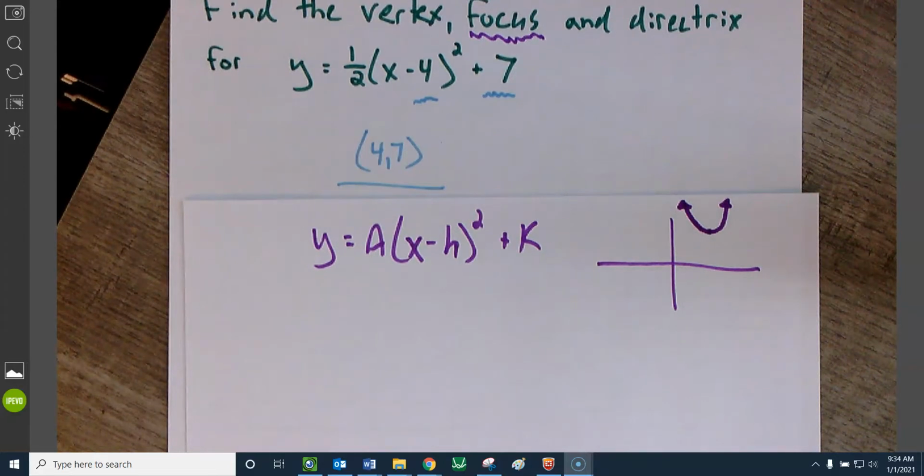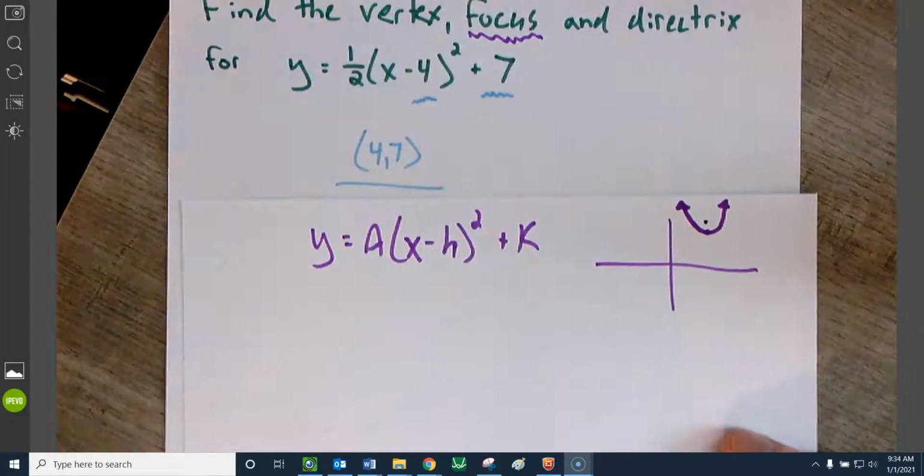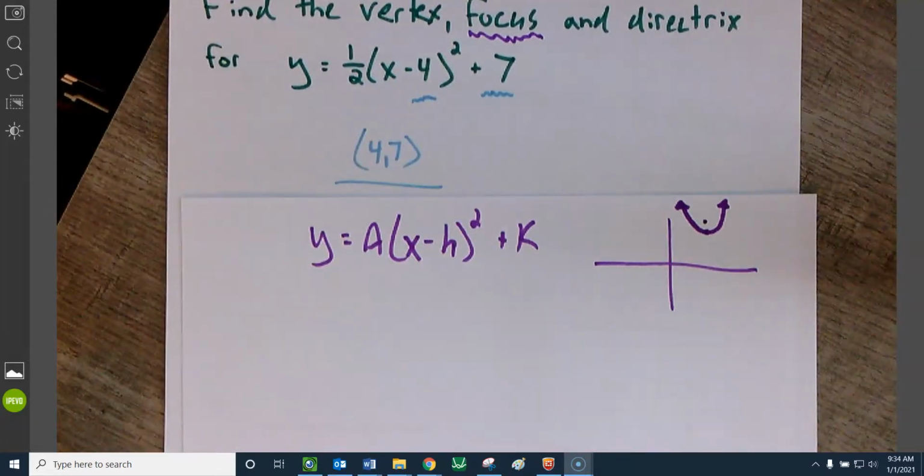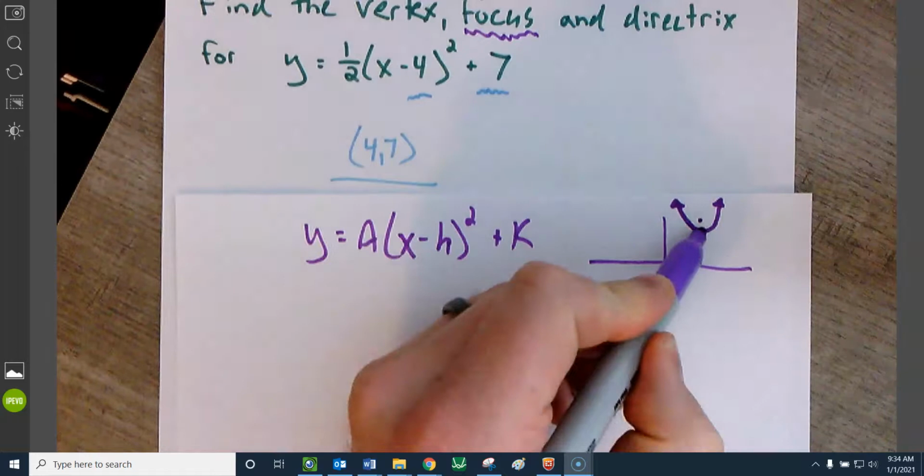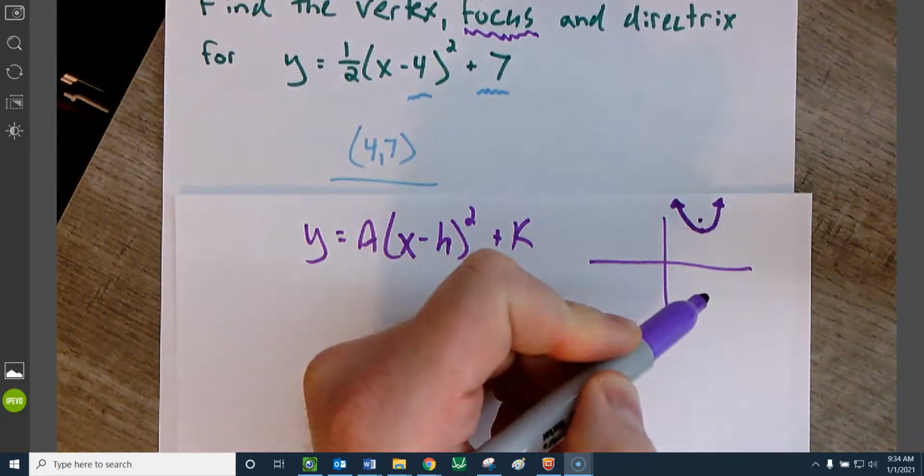So I'm trying to find the focus. The focus is always inside of our parabola. So I know my focus has to be somewhere inside my parabola. I'm going to change the y-coordinate of my vertex to get there. I'm not going to move it left or right. I'm going to go to my vertex, and then I need to go up to get to my focus.